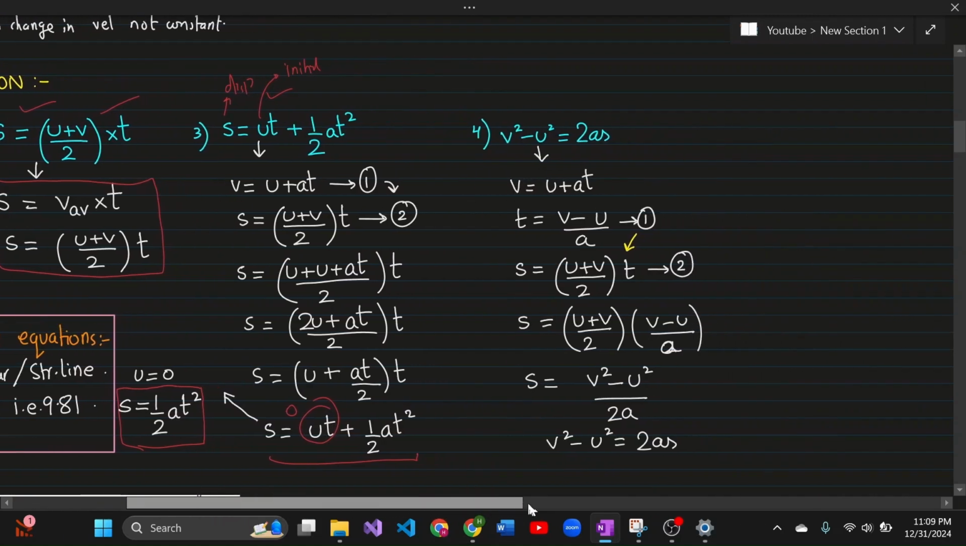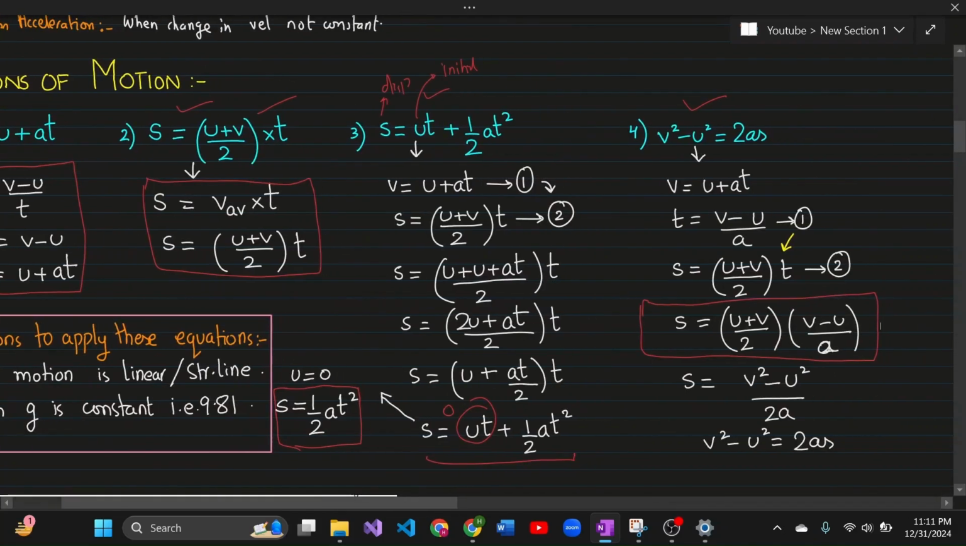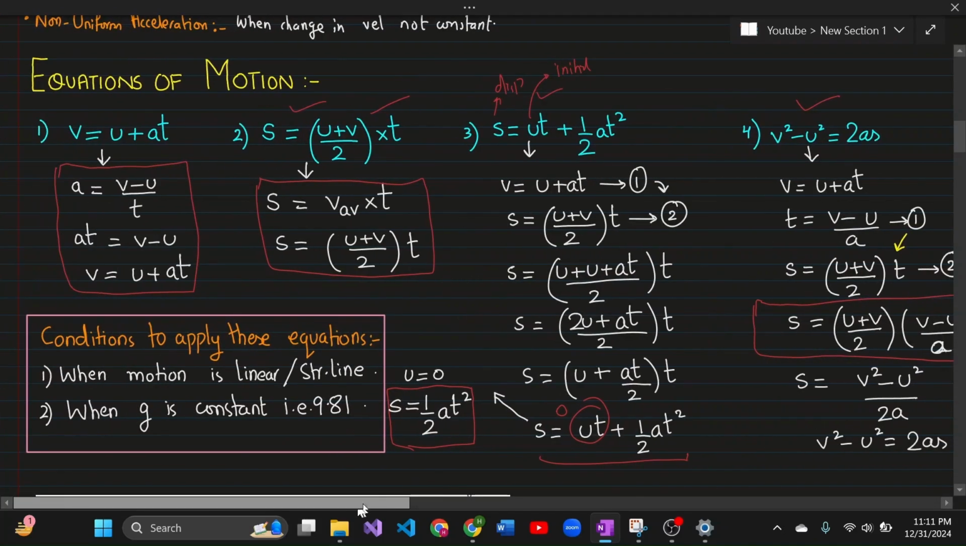And our fourth equation, one of the most important equations, is v square minus u square is equal to 2as. You must see how it is derived, so you get an idea of that.